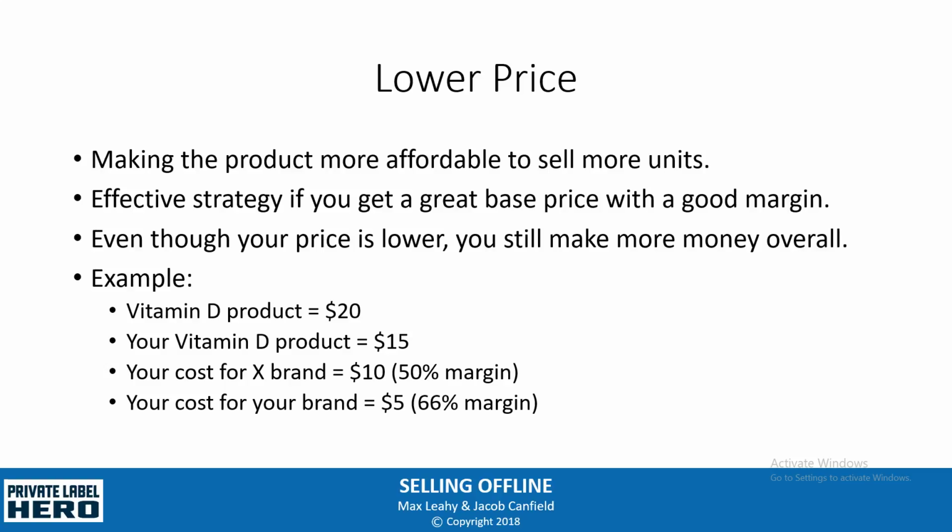So an effective strategy is lowering the price because you have a better base price already. For example, you have a high quality vitamin D product that you sell for $20. Your cost for that product may be $10, which is typical in the supplement industry, so you get a 50% margin on that. You could sell your vitamin D product for $15 so you can sell more, and the quality may be the exact same, but your cost may be only $5. So you're actually making more money per item because it costs you less, but you're able to sell it for less, so you're able to sell more to people who might not be able to afford the $20 product.